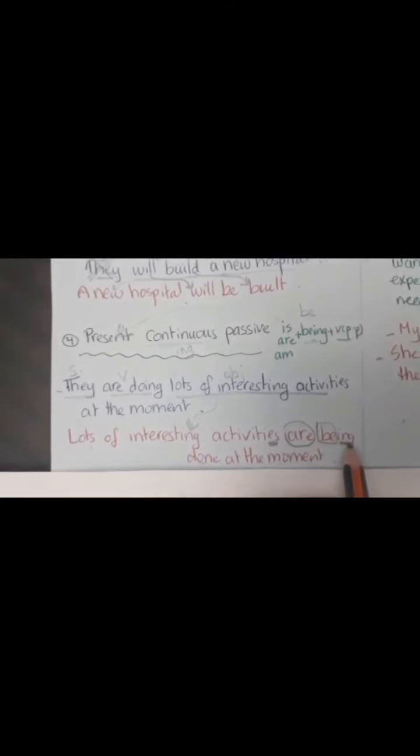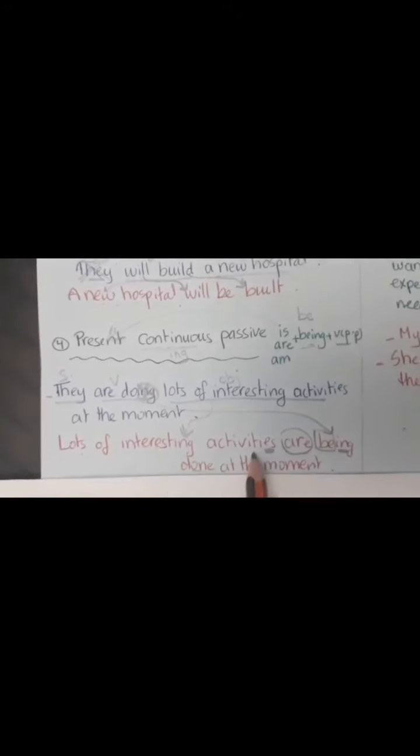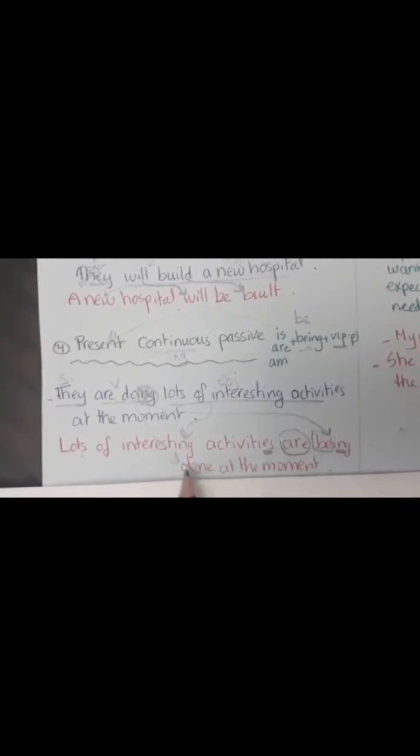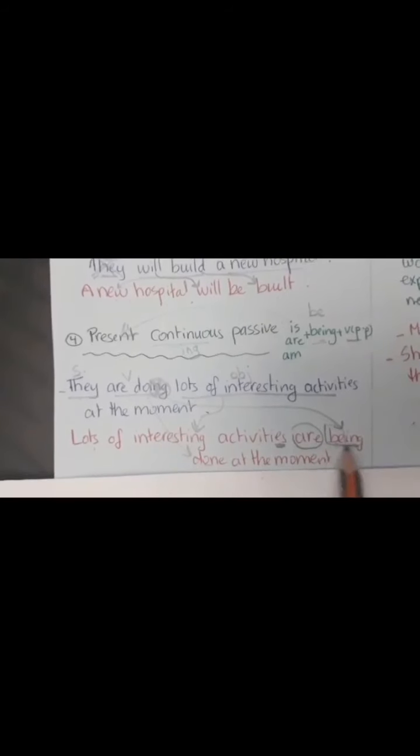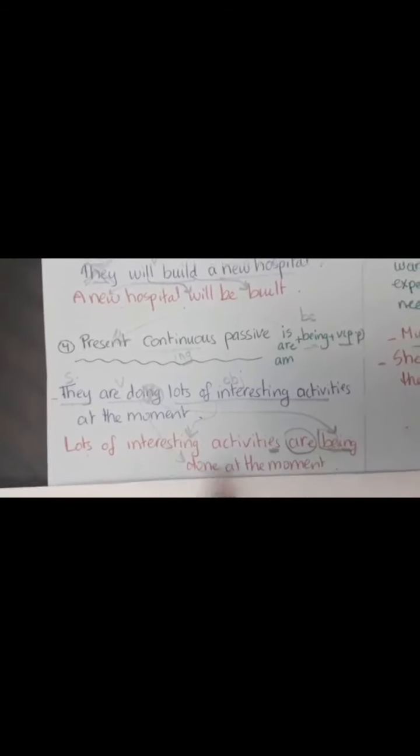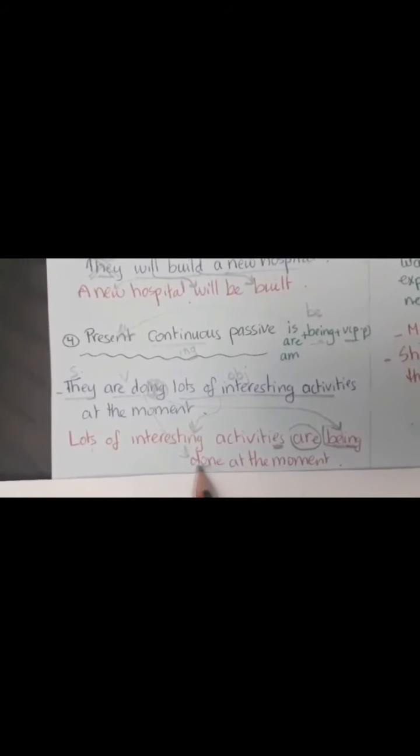Be steals the ing from the verb doing. So we take the ing here and give it to be. Okay, so we omit the ing from that verb. Lots of interesting activities are being, and this verb is going to be used in the past participle form, done at the moment. Lots of interesting activities are being done at the moment. Are because the object is plural, being because the action is in the present continuous tense, and done is the past participle form of the main verb.